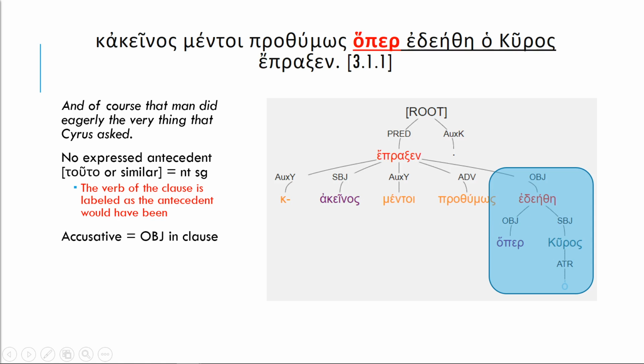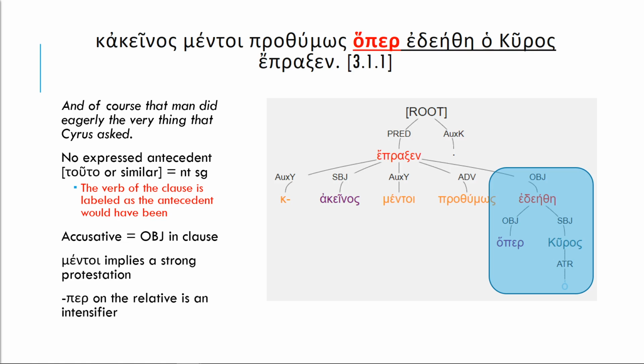The accusative, because it's the object in the clause, it's an accusative neuter singular. Mentoi, by the way, just makes a strong "by God, he did it." It makes it a little bit stronger, of course. And per on the relative is just a slight intensifier that you usually don't need to translate in any way. But this is something to keep in mind because relative clauses are very, very common.